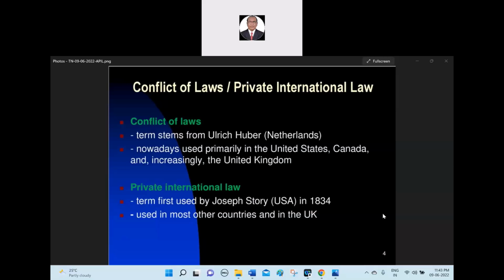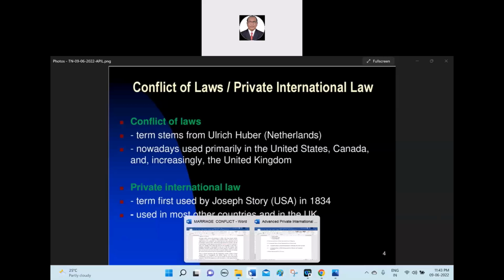Right. Private international law, term first used by Joseph Story, USA, in 1834, used in most other countries and in the UK also. But in the common law countries, especially Asia and Asian countries, we do use private international law, but we don't say conflict of laws. Both are the same. So yesterday in my class, we dealt up to here.